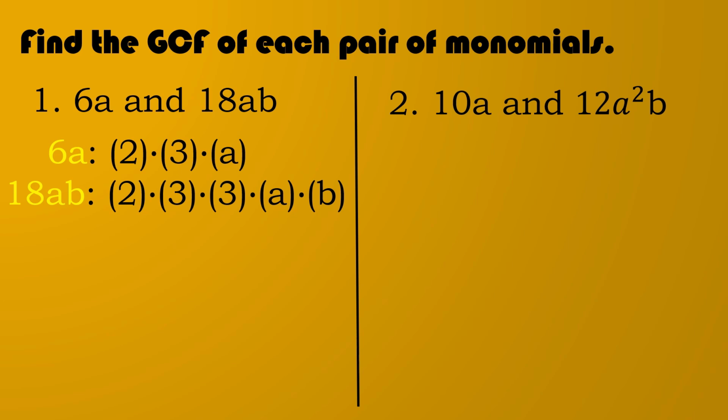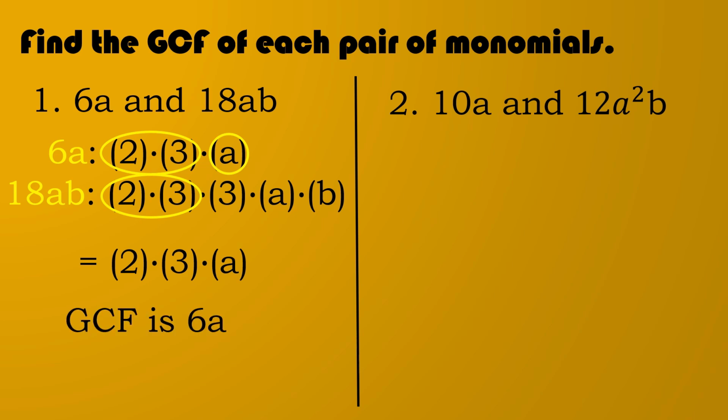Can you point out the common numerical factors? Yes, 2 and 3 are the common numerical factors of 6 and 18. 2 times 3 will give their greatest numerical common factor. How about the least degree of the variable? Take note that only a is the common variable and 1 is its degree on both monomials, which is also the lowest degree. This will complete our GCF, which is 2 times 3 times a. Simplifying, our final answer is 6a. I hope it's clear.